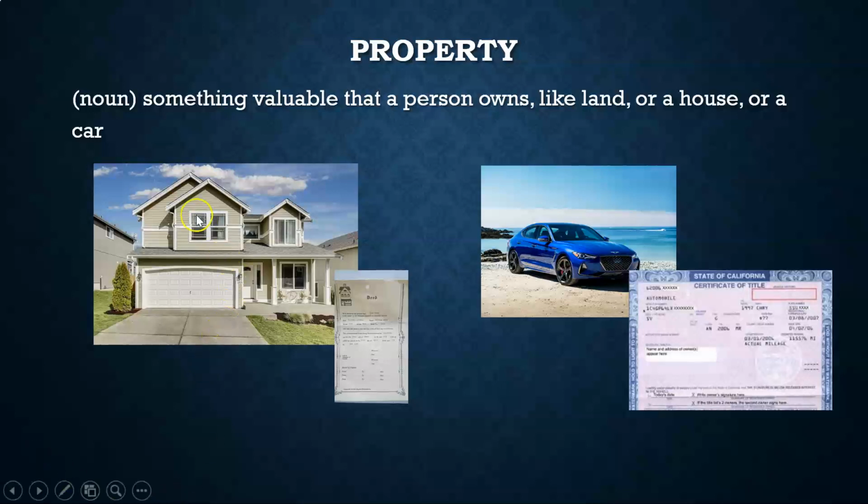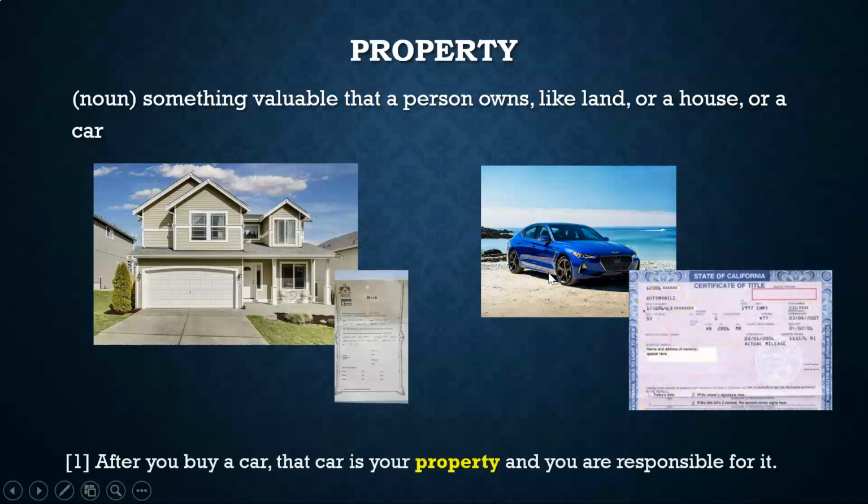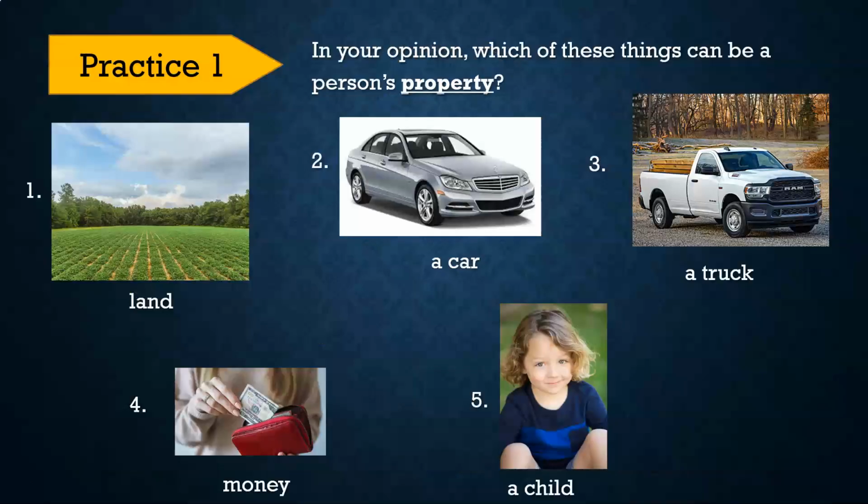So this person who owns this house has a piece of paper that says this is his property. The person who owns this car has a title. This piece of paper says this is her property. After you buy a car, that is your property, and you are responsible for it.